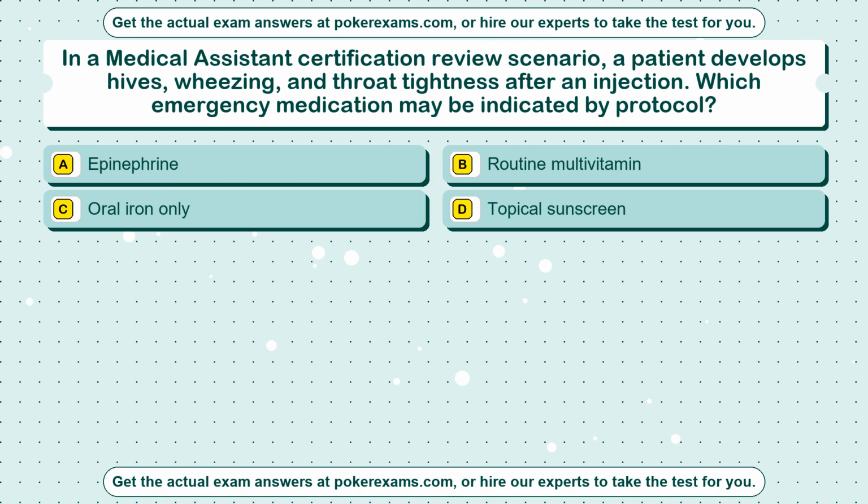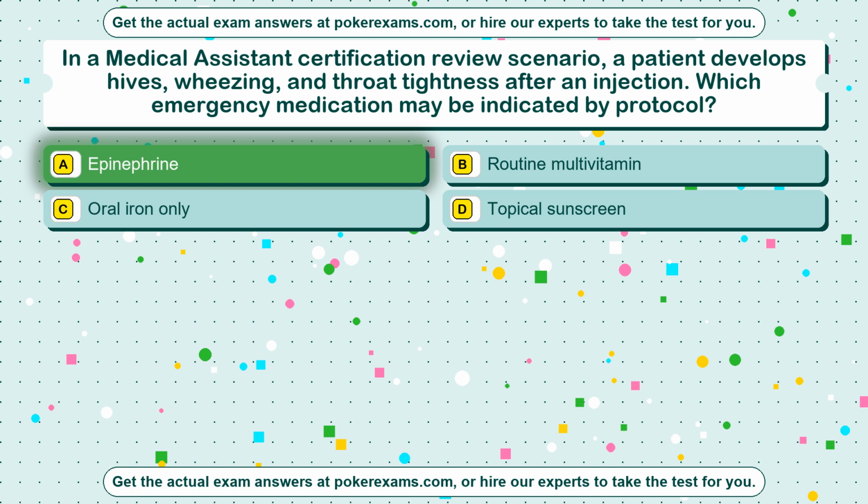Question 42. In a medical assistant certification review scenario, a patient develops hives, wheezing, and throat tightness after an injection. Which emergency medication may be indicated by protocol? Option A, epinephrine. Option B, routine multivitamin. Option C, oral iron only. Option D, topical sunscreen. The correct answer is option A, epinephrine.